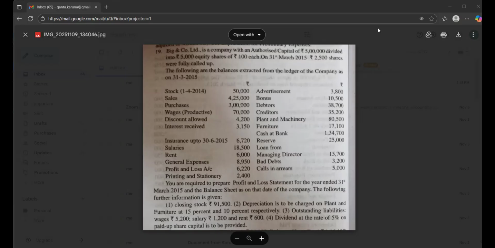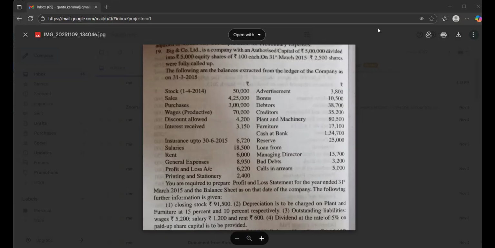insurance. Then salaries, rent, general expenses, profit and loss account, printing and stationery, advertisements, and bonus, which is a bonus given to the employees. Debtors, creditors, plant and machinery, furniture, cash at bank, reserves, loan from managing director, which is a long-term liability. We can treat it as bad debts and calls in arrears, which we should minus from the share capital in the balance sheet. You are required to prepare the profit and loss account for the year ended 31st March 2015 and the balance sheet as on that date of the company.